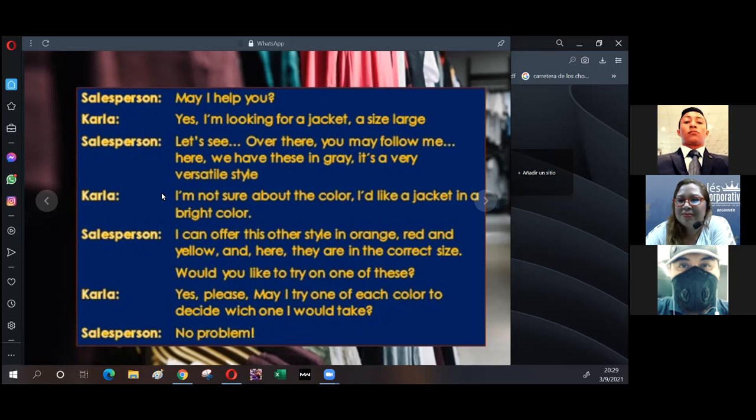May I help you? Yes, I am looking for a jacket in size large. Let's see, over there. You may follow me. Here, we have this in gray. It's a very versatile style. I am not sure about the color. I'd like a jacket in a bright color. I can offer this other style in orange, red, and yellow. And here, they are in the correct size. Would you like to try on one of these? Yes, please. May I try one of each color to decide which one I will take? No problem.